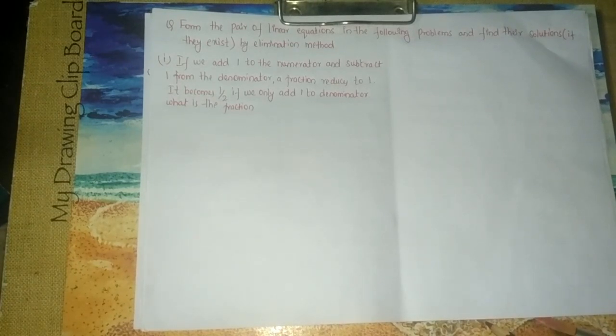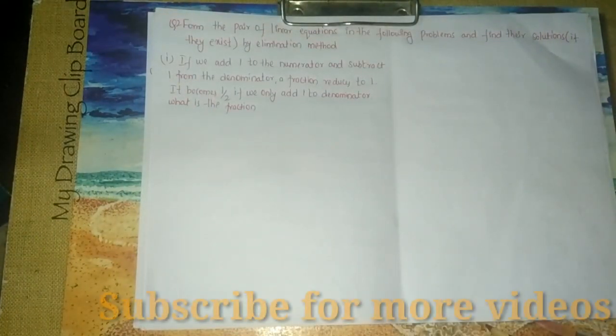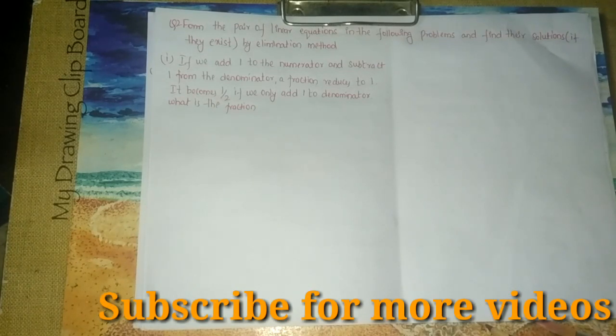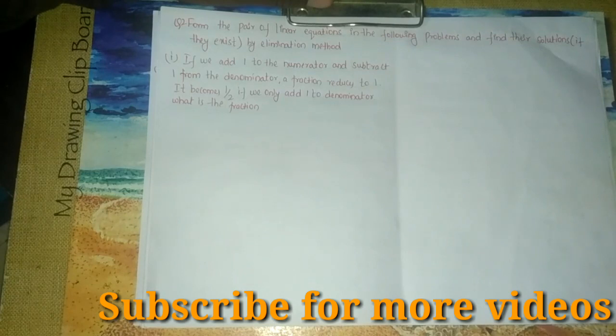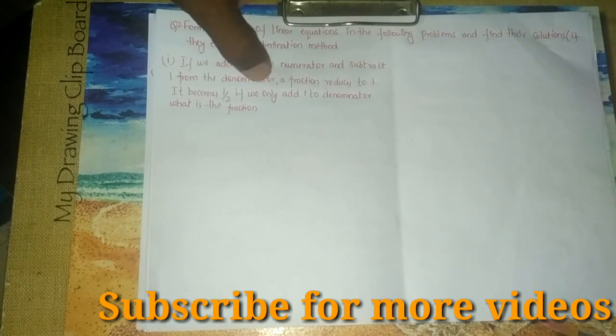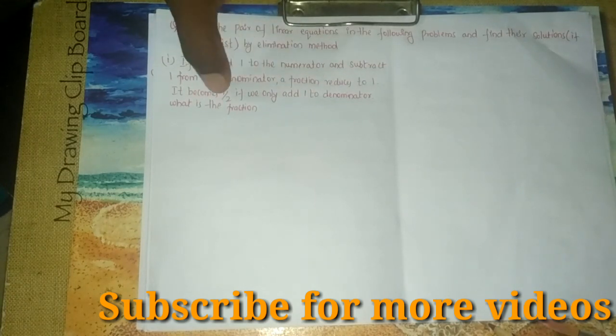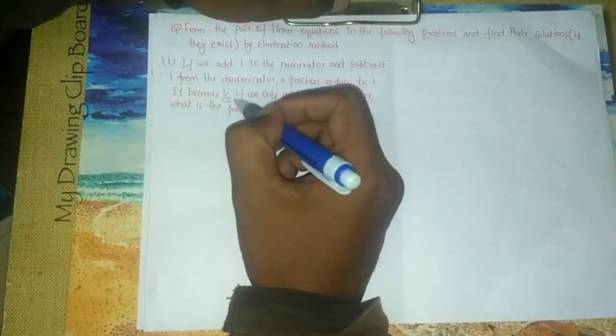In this video, we are going to solve a question from exercise 3.4 of the NCERT textbook, question number 2: Form the pair of linear equations in the following problems and find their solutions if they exist by the elimination method. The first one: if we add 1 to the numerator and subtract 1 from the denominator, a fraction reduces to 1. It becomes 1 by 2 if we only add 1 to the denominator. What is the fraction? So let us try to understand what will be the variable in the question.